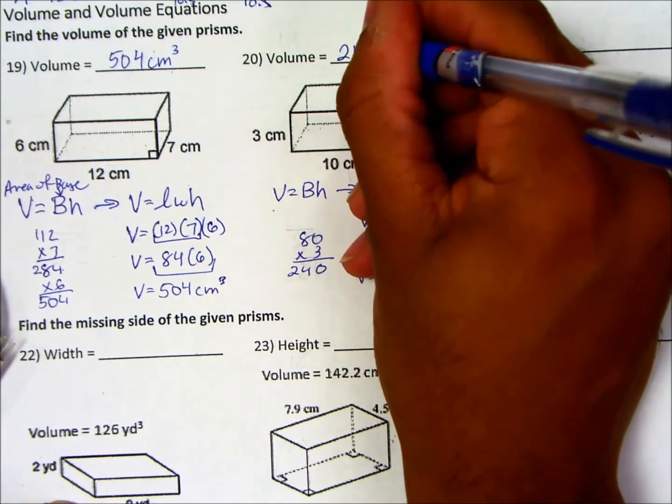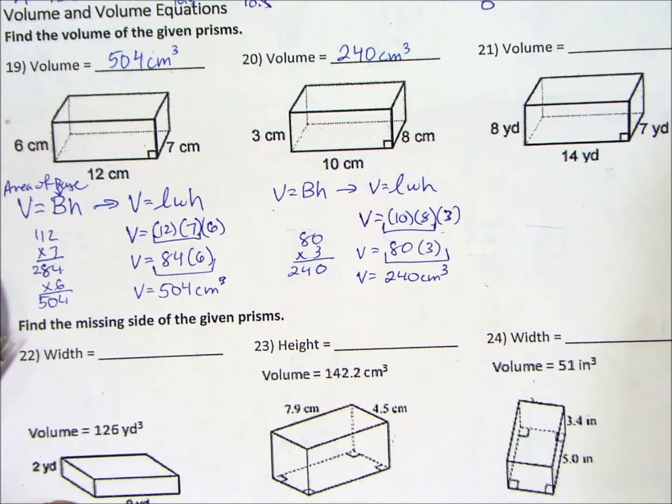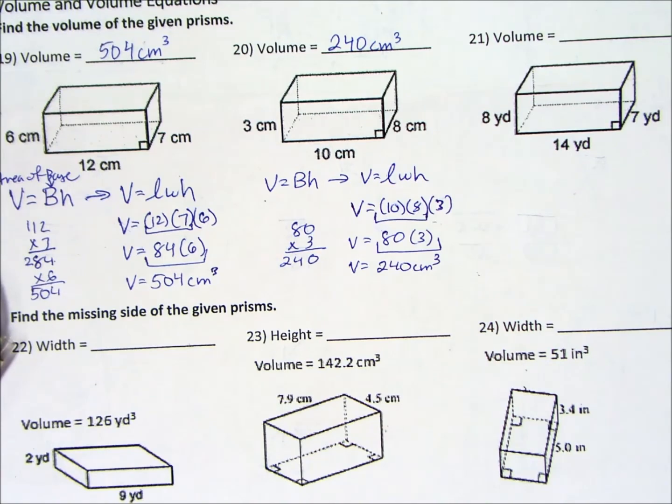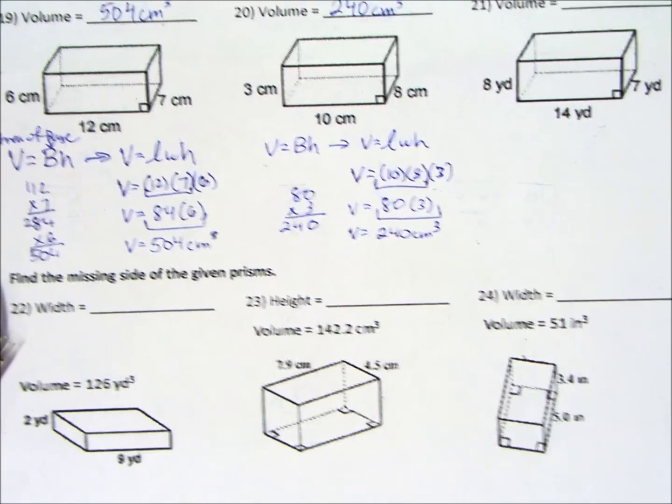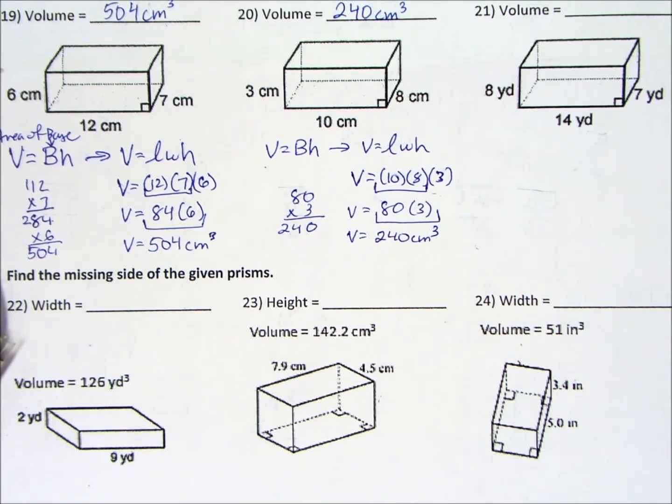Write out all your work if you need to. If you don't know how to do some of this in your head, work it out on paper. You don't have to do it like me, and I know 10 times 8 is 80. If you've got to write that down, write that down. Better to get it right than get it wrong.